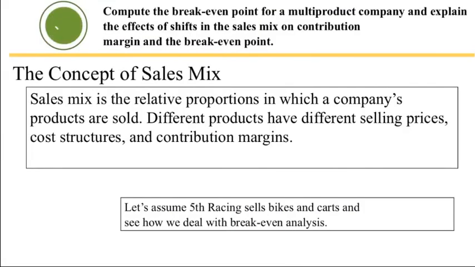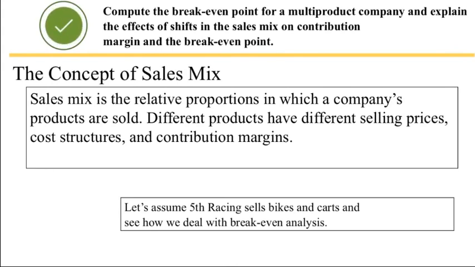So moving on, the next topic will help us understand and learn how to compute the break-even point for a multi-product company and explain the effects of shifts in the sales mix on contribution margin and the break-even point. So what is a sales mix? A sales mix is the relative proportion in which a company's products are sold. Different products have different selling prices, cost structures, and contribution margins.